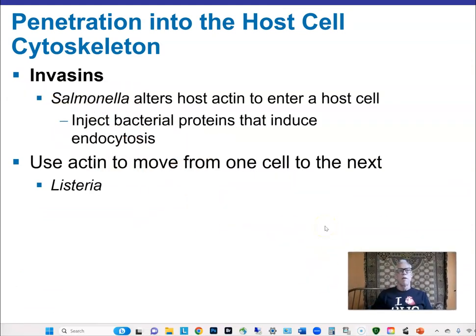Invasins. Some microorganisms produce invasins. We just talked about salmonella, how it can enter a host cell by injecting some proteins that cause endocytosis.